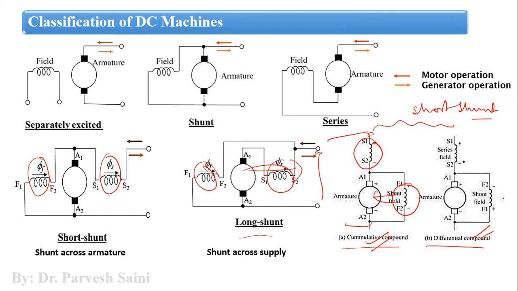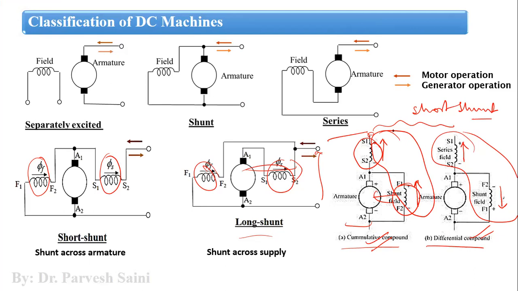So in differential, you can see the direction is here like this, and here the direction is this one. In this case, both have the same direction. So here both windings are assisting each other, their magnetic flux is assisting each other. But in this case, their magnetic flux will oppose each other. So this is the difference between cumulative and differential compound wound DC machine.